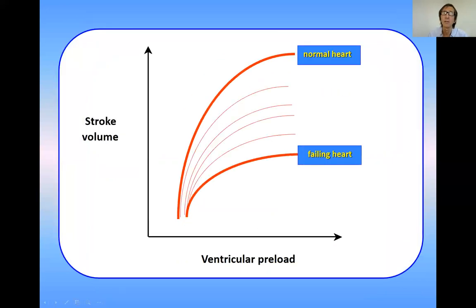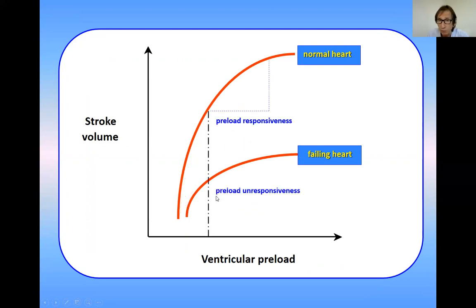But in fact, it also depends on cardiac contractility. There is a family of curves between a normal heart and a failing heart. For example, for a given value of preload, this condition could be associated with preload unresponsiveness or responsiveness depending on the cardiac contractility.